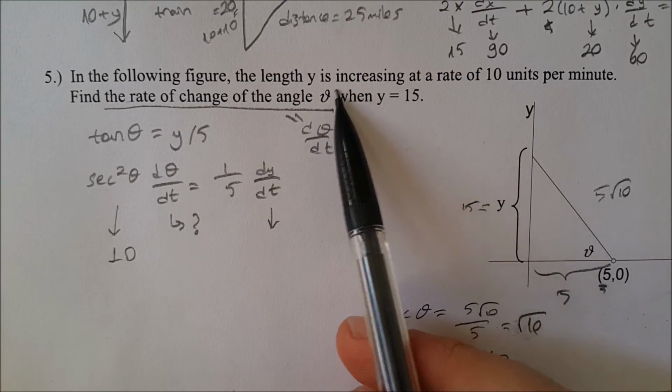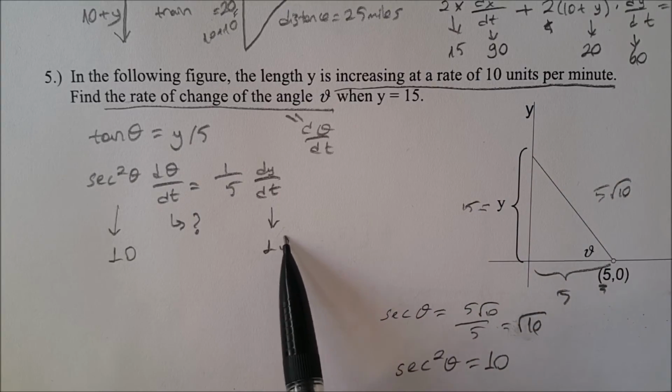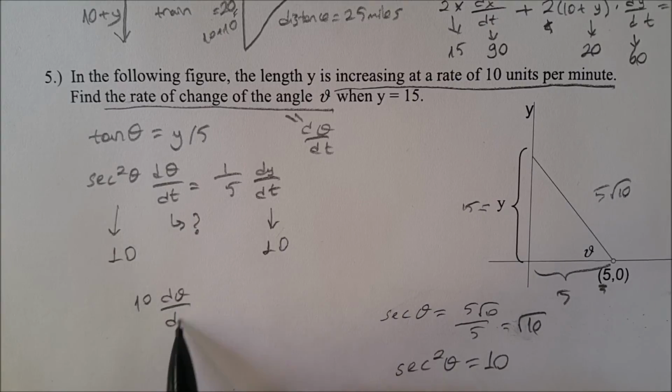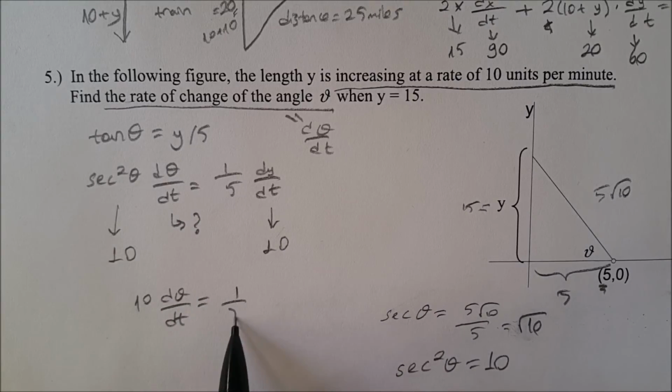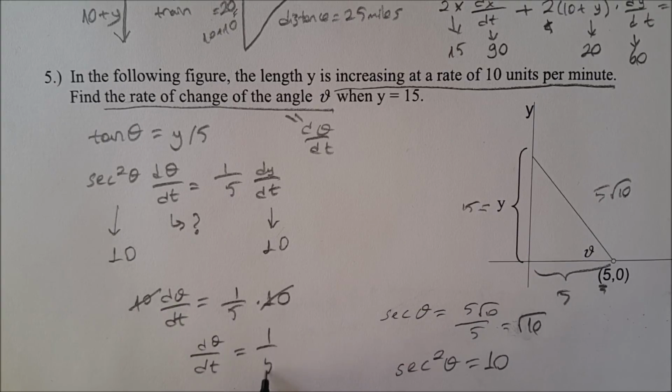dy over dt is the rate of change of y, which is already given, 10 units per minute. So we get 10 d theta over dt equals 1 over 5 times 10. Then those 10s cancel, and we find that d theta over dt is equal to 1 over 5.